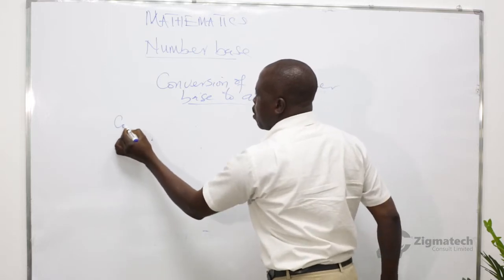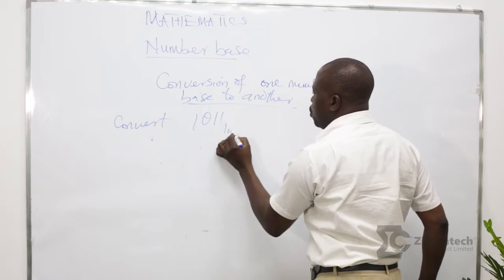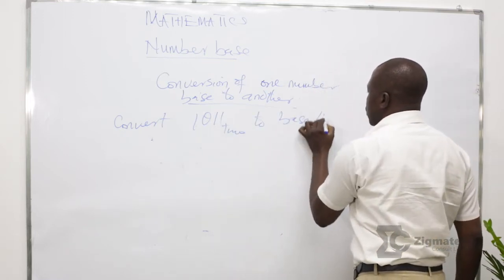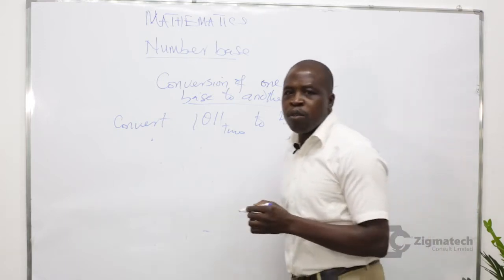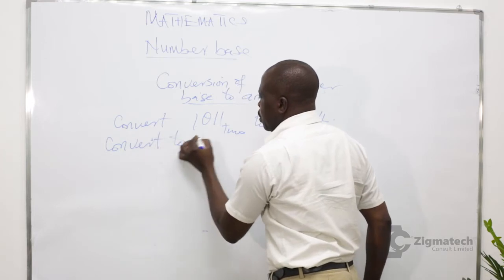Example, convert 1011 base 2 to base 4. Firstly, we convert to base 10.